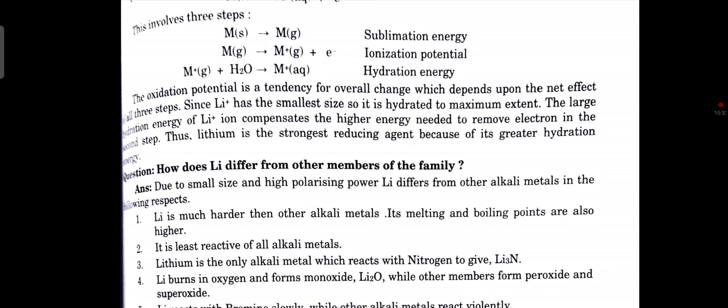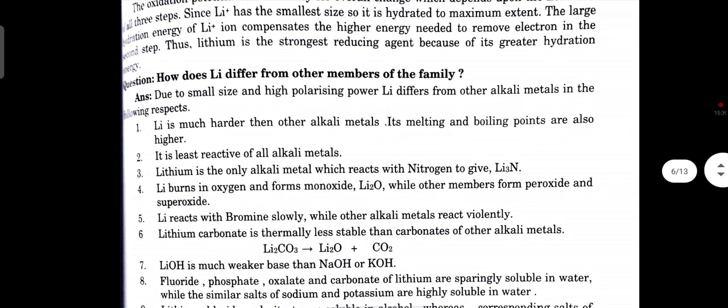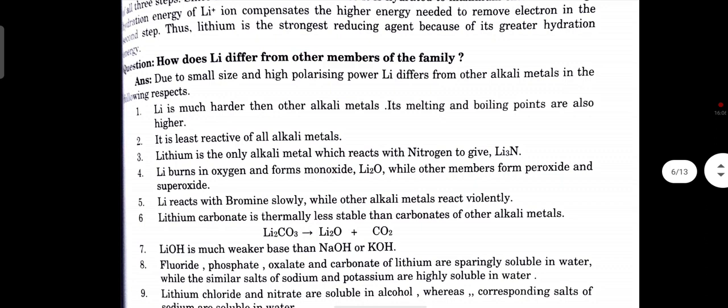Now the question arises: how does lithium differ from the other members of the family? In other words, we can say, how does lithium show anomalous behavior? Due to its small size and high polarizing power, lithium differs from other alkali metals in the following respects. First, lithium is much harder than the other alkali metals. Its melting and boiling points are also higher. It is the least reactive of all the alkali metals.